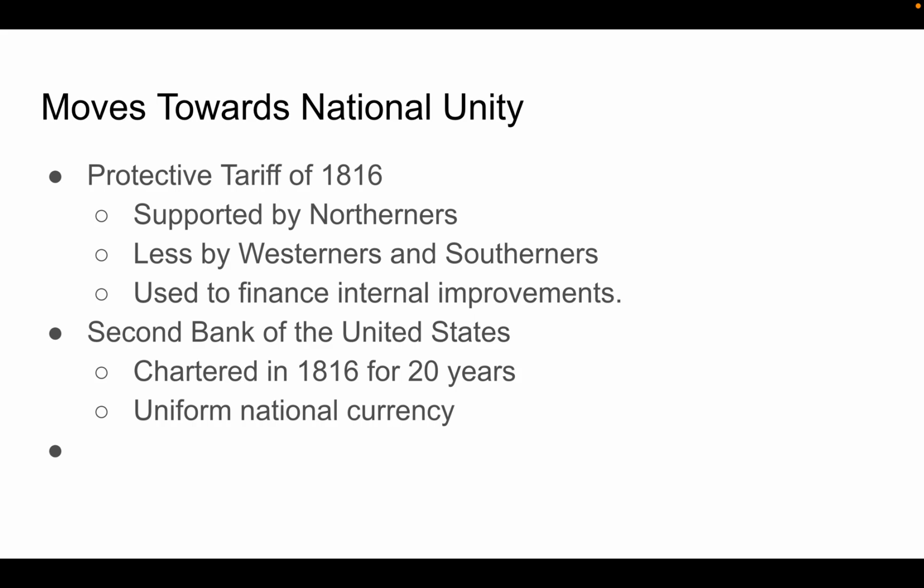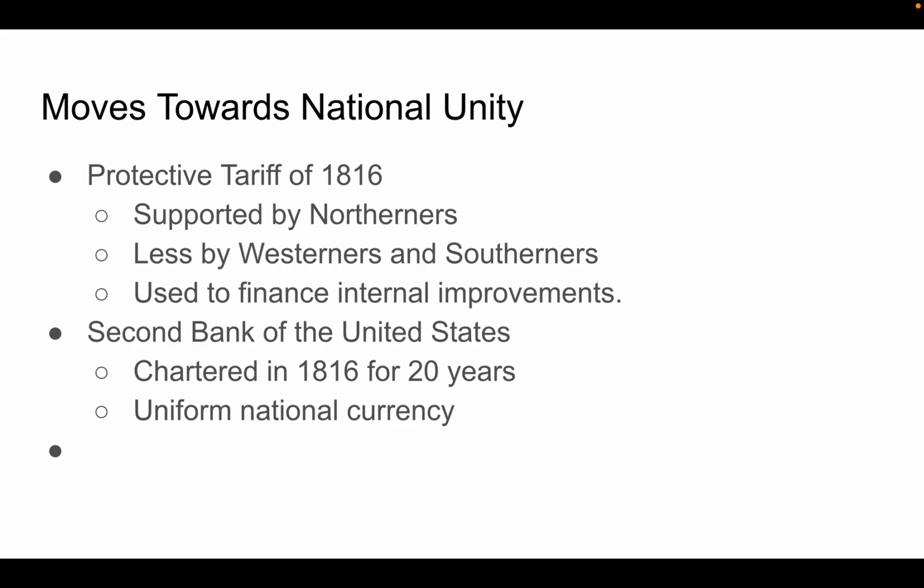At this time also, a second Bank of the United States, which was not really a popular move at this time, creating a national bank, was chartered in 1816 for 20 years. So there's the first national bank, and this is the second national bank. It promotes a uniform national currency, which, believe it or not, was not necessarily common at the beginning of our country. And that helps unite the different sections together, increases and facilitates trade, and all those things.